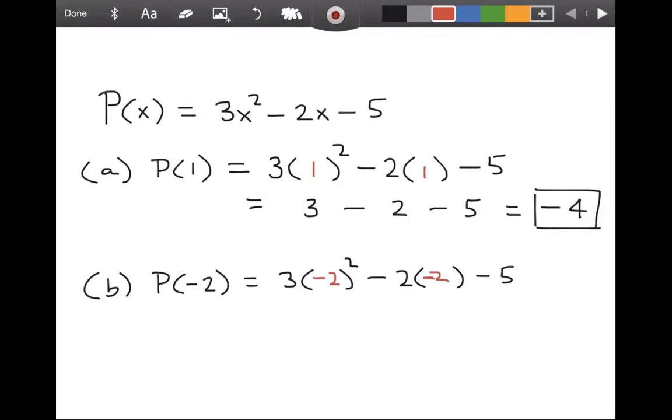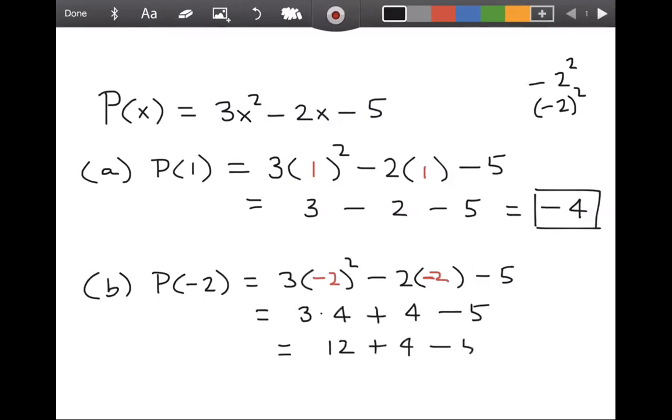Okay, now here's why I needed to be careful. I think it was just in the last section, we talked about the difference between the opposite of the square of 2 and the square of opposite 2, right? Those come out to two different things. So in the case of letter B, the square of -2 is 4, +4. And then -2 times -2 is +4. So we have 12 plus 4 is 16. 16 minus 5 is 11.